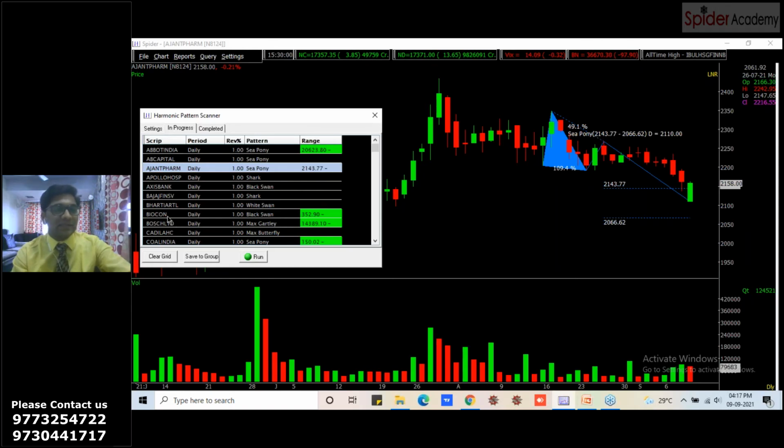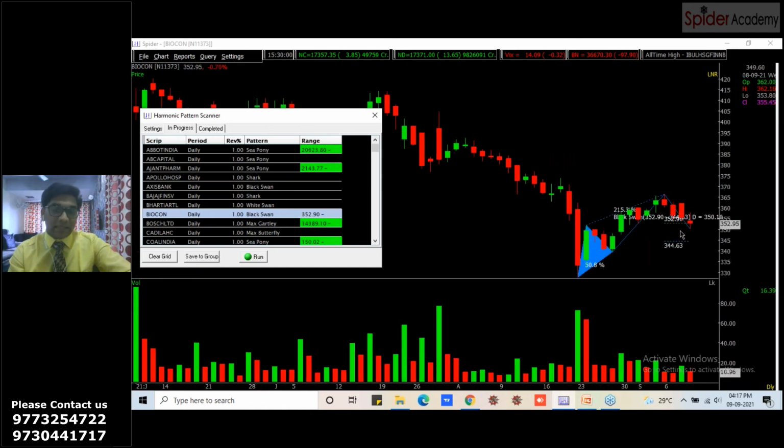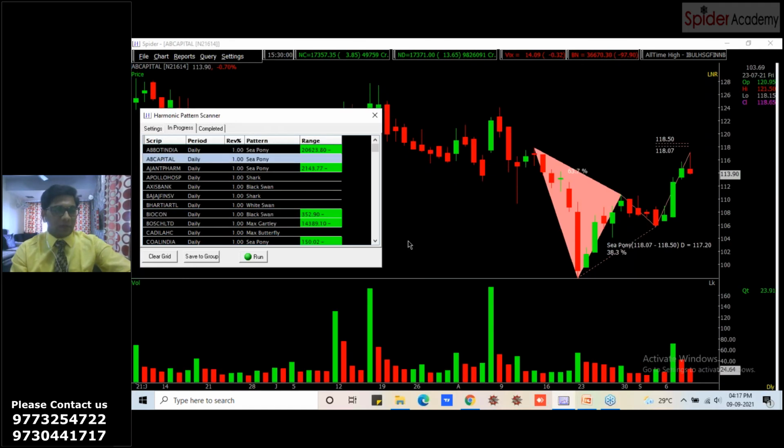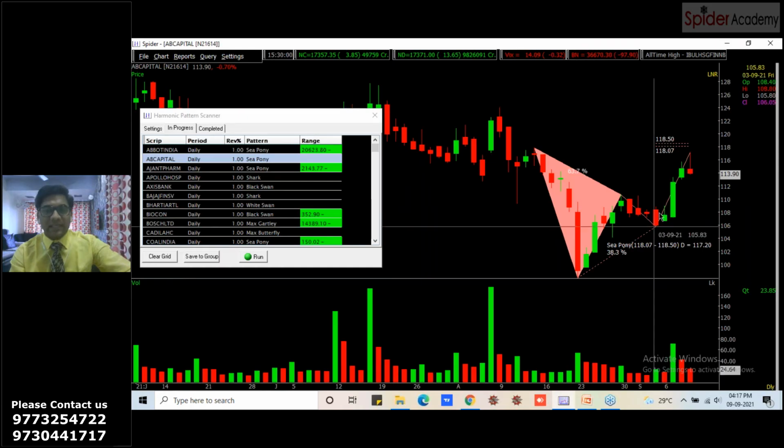If I take an example of, let's say, Biocon, here also we can see. Now we have seen that in advance we can know where the reversal is. But how can we take more advantage of this In Progress feature? If I take an example, let's say AB Capital, suppose I scan this in-progress pattern in these days over here, when the C point has been created and we got a reversal, here I can take a contra trade also.